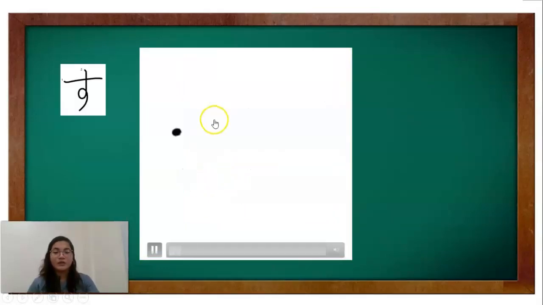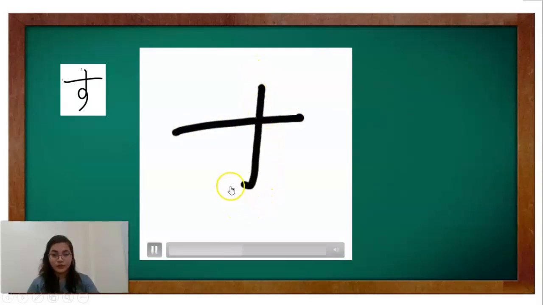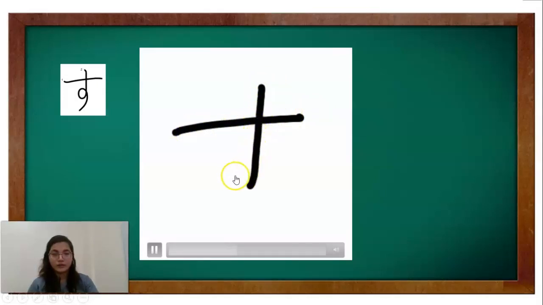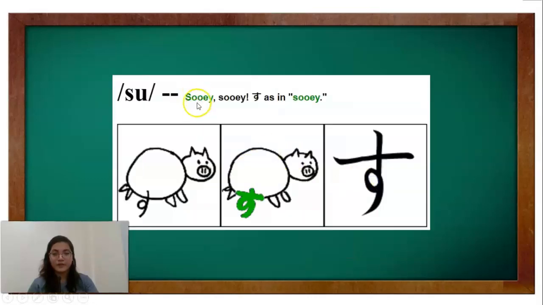su. Su has 2 strokes. 1, 2. Okay, let's try it again. 1 and 2. Okay, and to think of this character, just imagine a swing. So su as in swing. Okay, here's an example word.